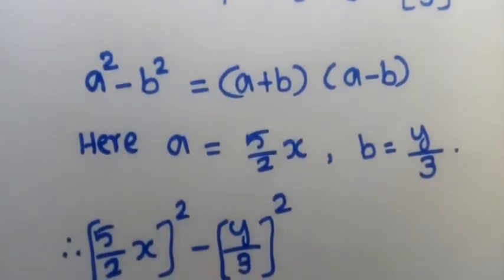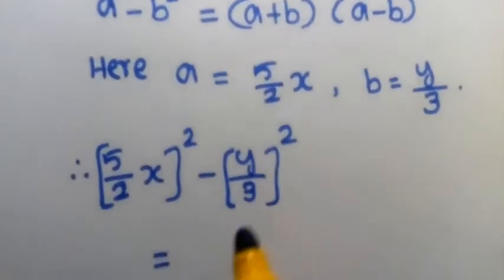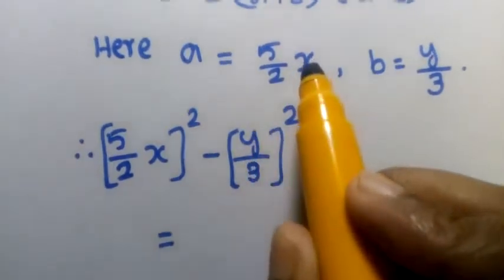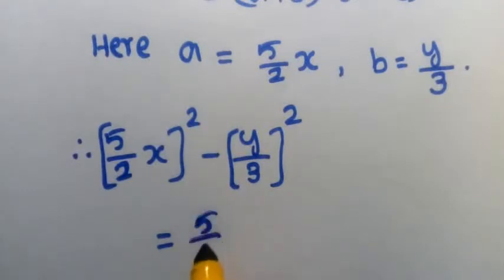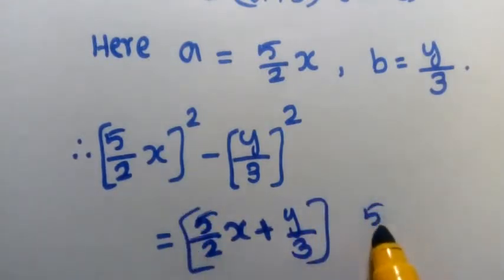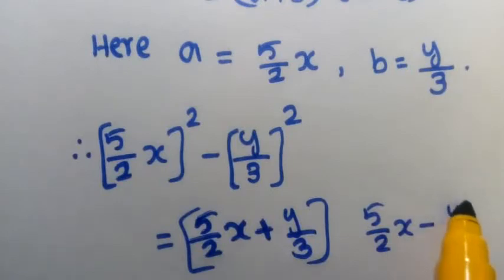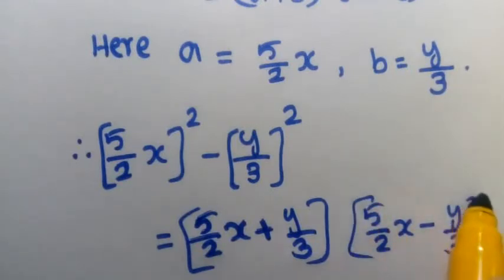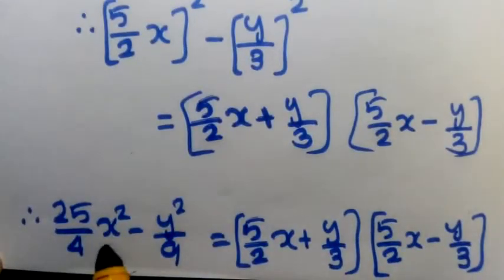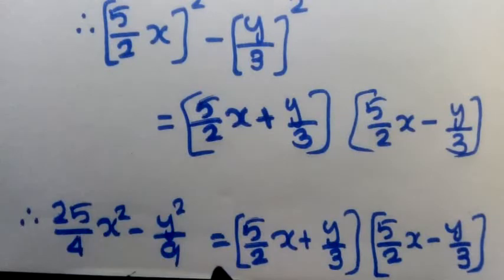Therefore, 5 by 2x whole square minus y by 3 whole square is equal to a plus b into a minus b. A is 5 by 2x. So, 5 by 2x plus b is y by 3 into a minus b. So, 5 by 2x minus y by 3. Therefore, the factors of 25 by 4 x square minus y square by 9 are 5 by 2 x plus y by 3 into 5 by 2 x minus y by 3.